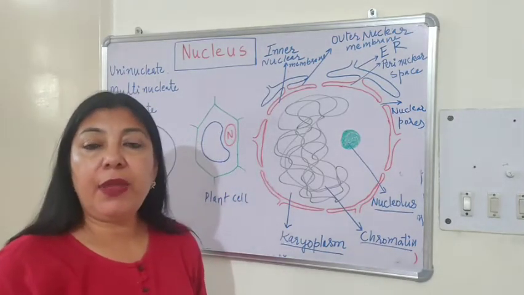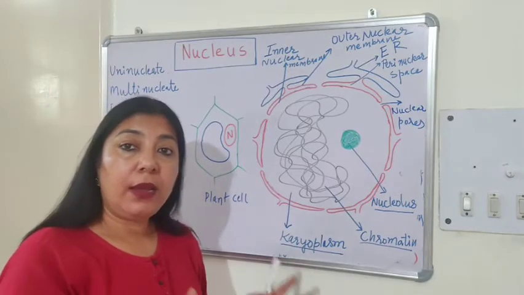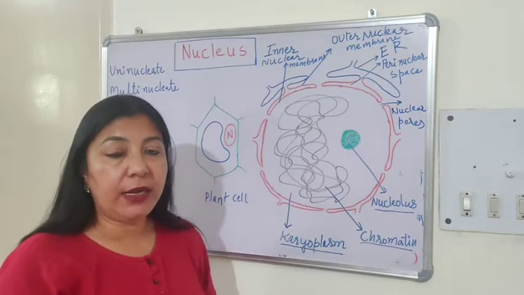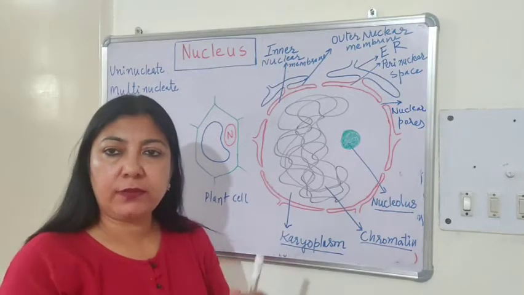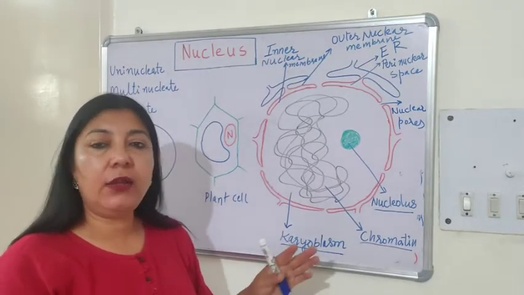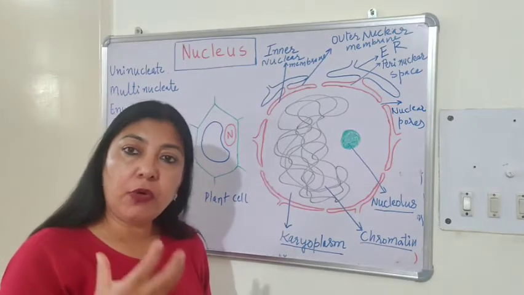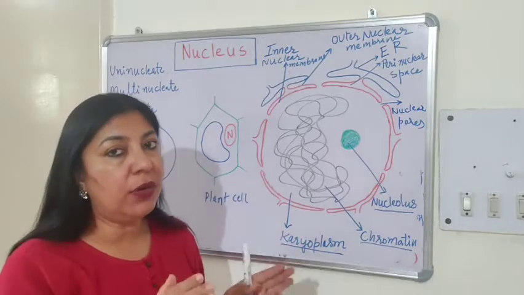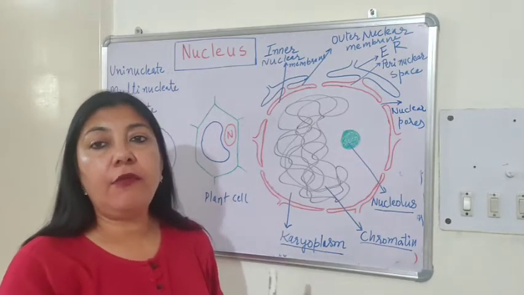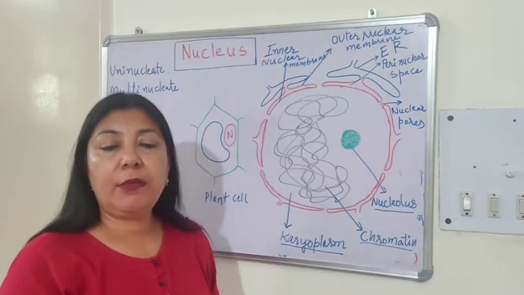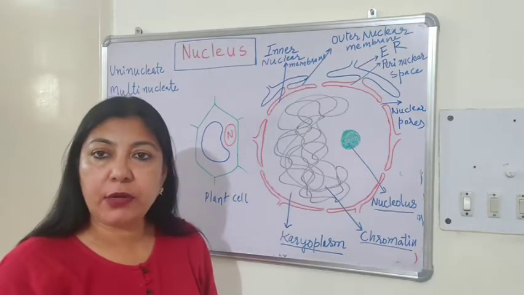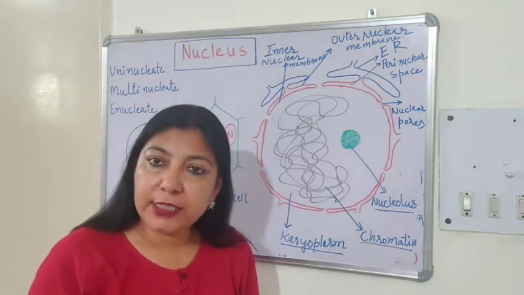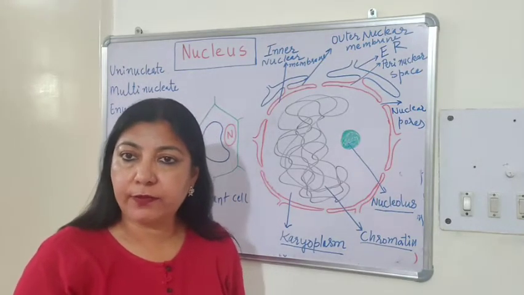This chromatin may be of two types, heterochromatin and euchromatin. Heterochromatin is densely packed and euchromatin is loosely packed. Euchromatin is transcriptionally active, which means only the euchromatin will form RNA by the process of transcription, whereas heterochromatin will not form it, that is, it is transcriptionally non-active.